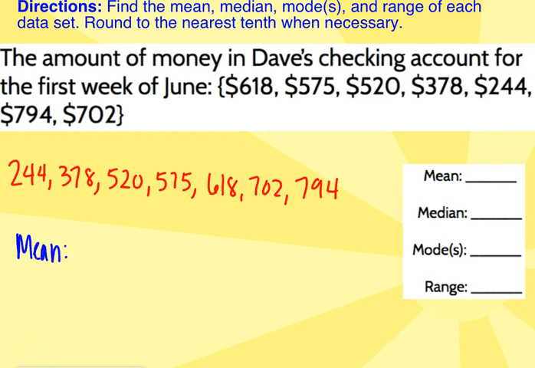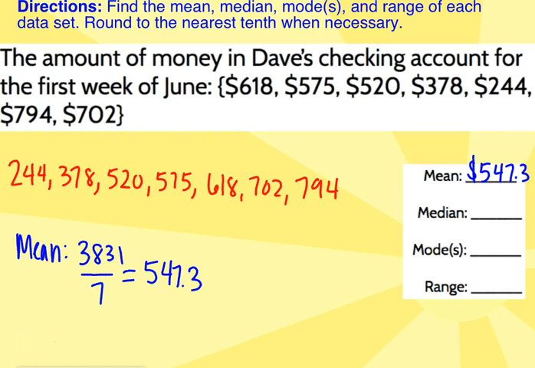Okay, our mean, remember we're going to add them up and divide by how many there are. We add up all 7 of those numbers, we should get 3,831 divided by 7. We get approximately 547.3. So that's our mean, 547.3.